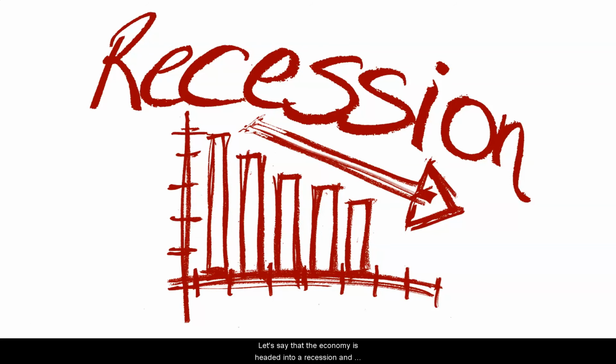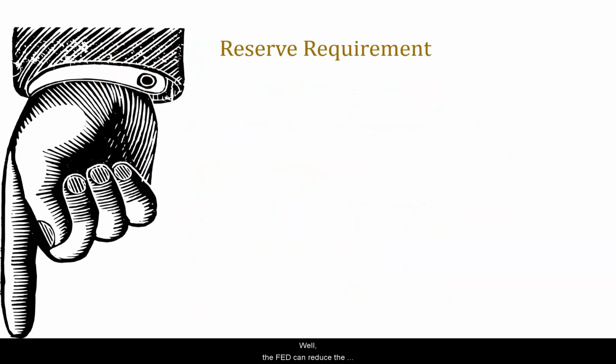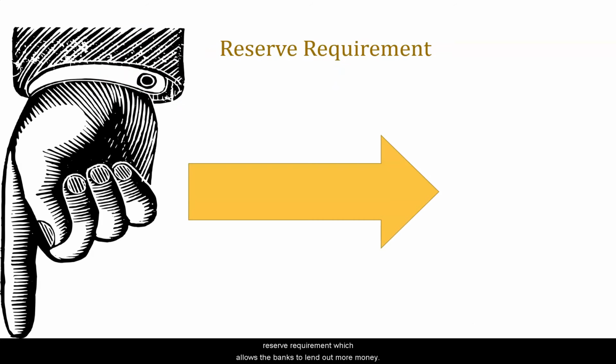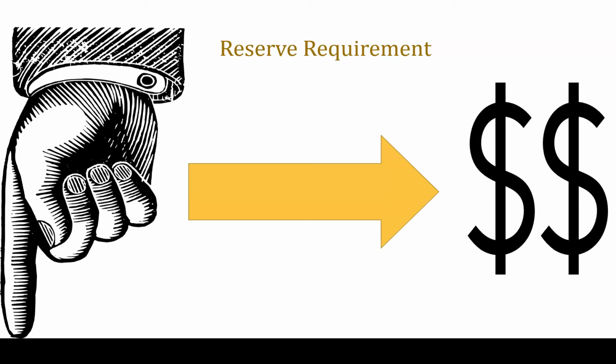Let's say that the economy is headed into a recession, and in order to improve the economy, one of the solutions is to increase the money supply. Well, the Fed can reduce the reserve requirement, which allows the banks to lend out more money. As a result, this increases the money supply due to the increase in lending.